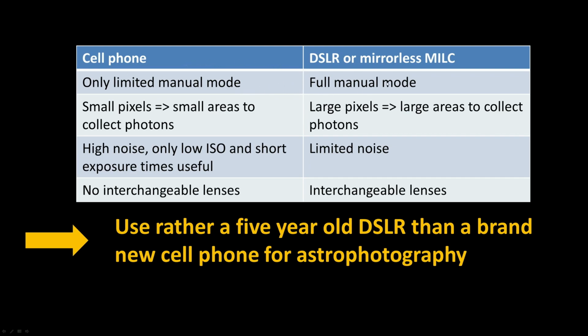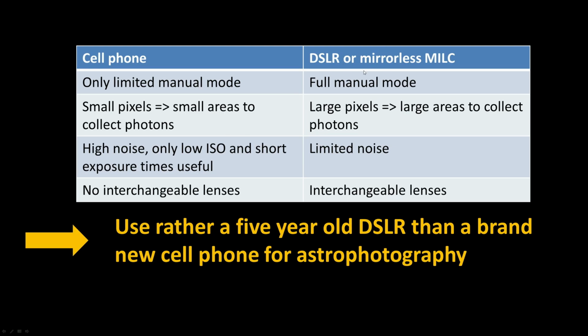Besides the small sensors, they have only limited manual modes, whereas real cameras have full manual modes. The small pixels I just talked about, and connected to those small pixels, you have high noise in those cell phones, and that's why they only let you choose up to a certain ISO here, and they only let you do shorter exposure times.